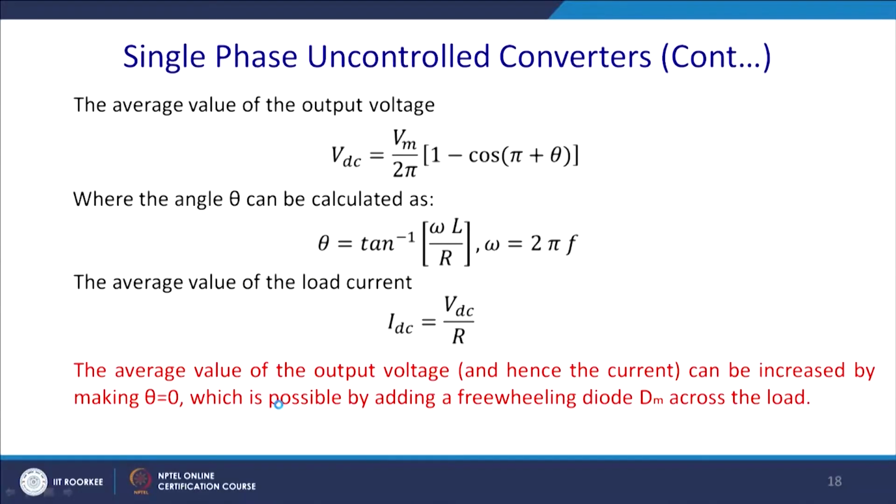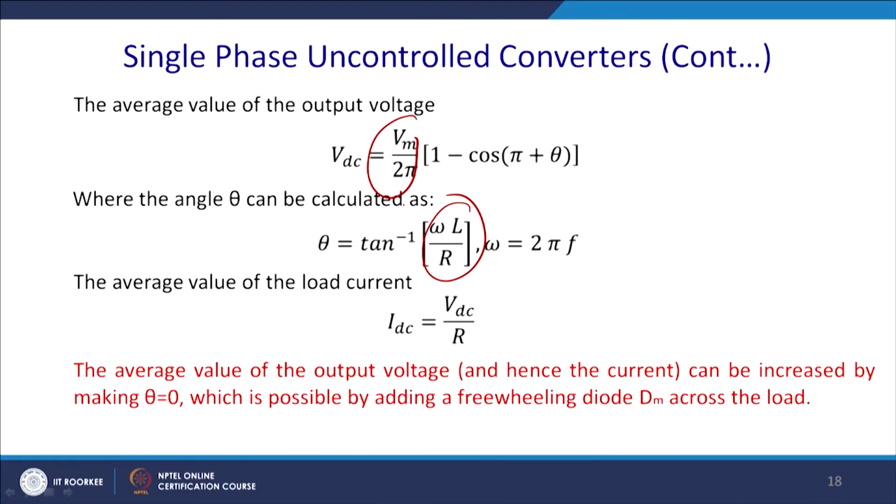So, this is the RL load. Now, what will be the average value of the output voltage here? We can calculate, you see how it will change. VDC will be Vm by 2 pi times (1 minus cos(pi plus theta)), where theta can be calculated; that depends on the omega L by R ratio, where omega is the supply frequency of the source, and from there you can calculate the amount of VDC as an average value.